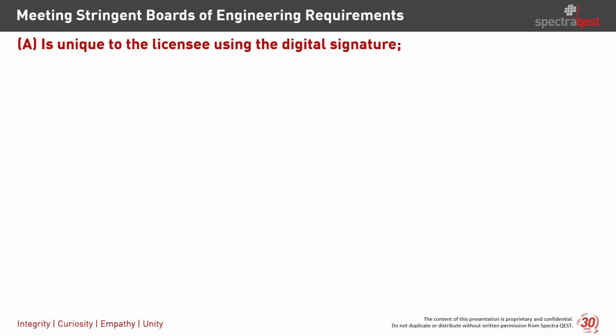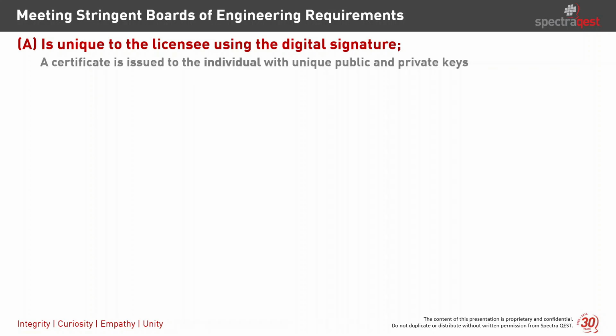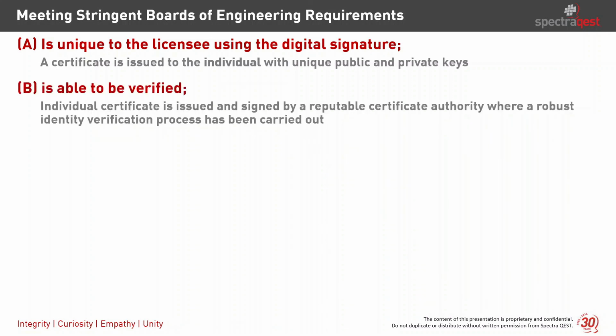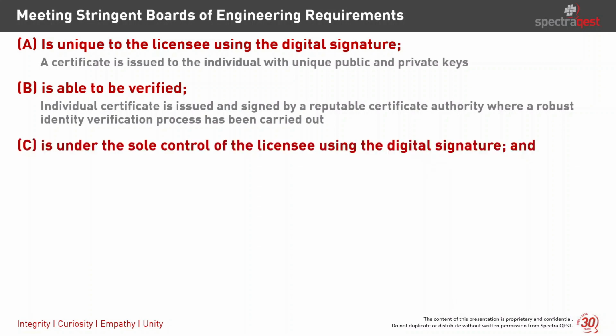We need a digital signature that is unique to the licensee using it. We will have a certificate issued to the individual with unique public and private keys. It needs to be able to be verified. The individual certificate is issued and signed by a reputable certificate authority where a robust identity verification process has taken place and been carried out.